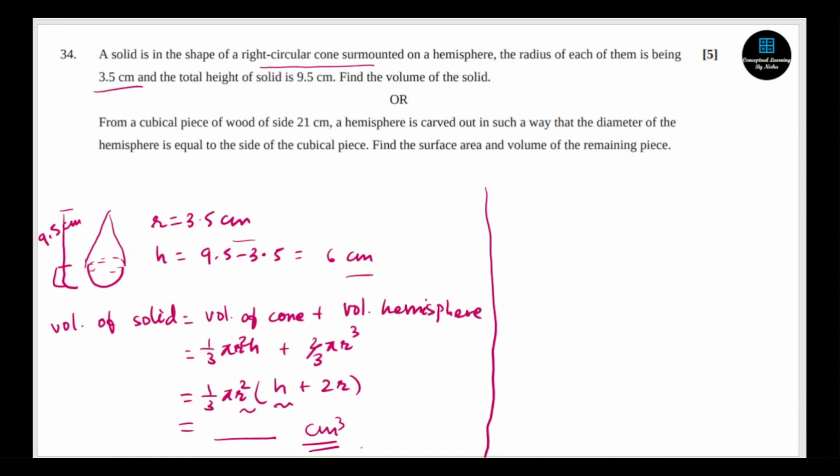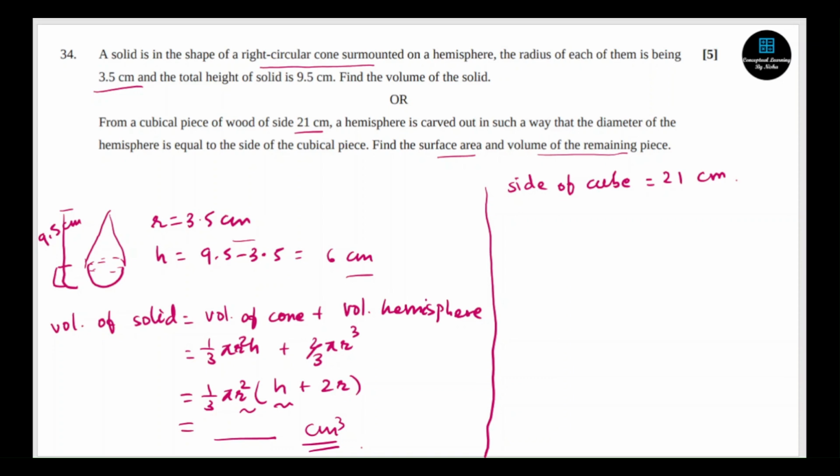Alright. Now for the second one, the cubical piece of wood has a side of 21 centimeter. A hemisphere is carved out in such a way that the diameter of the hemisphere is equal to the side of the cubical piece. Alright. So you have to find the surface area and volume of the remaining piece. So what do we get? The side of the cube equals 21 centimeter. Right?